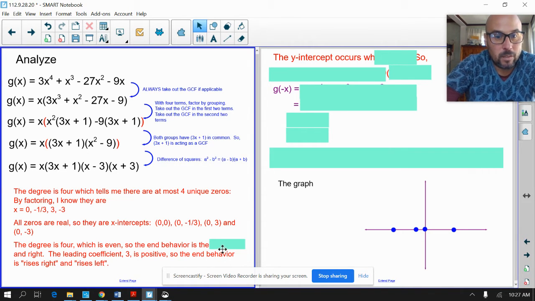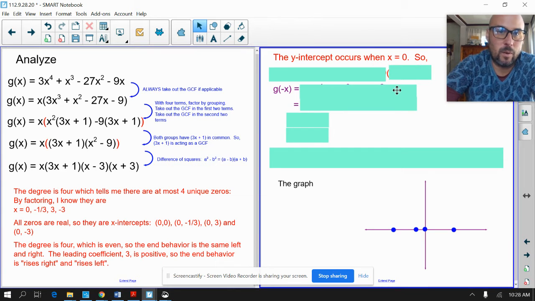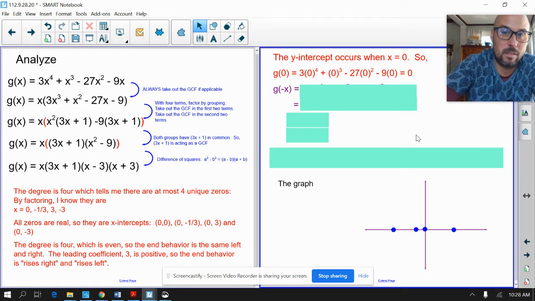Since the degree is even, we talked about this already, the end behavior is going to be the same on left and right. With the leading coefficient being positive, it rises to the right, rises to the left. The y-intercept always occurs when x is 0. So just by replacing x with 0, we discover that the y-intercept is also 0.